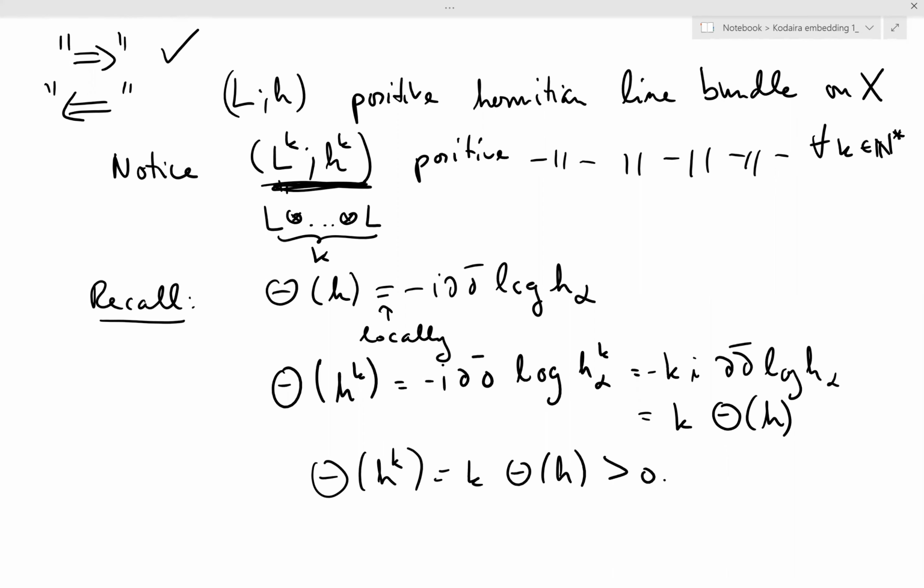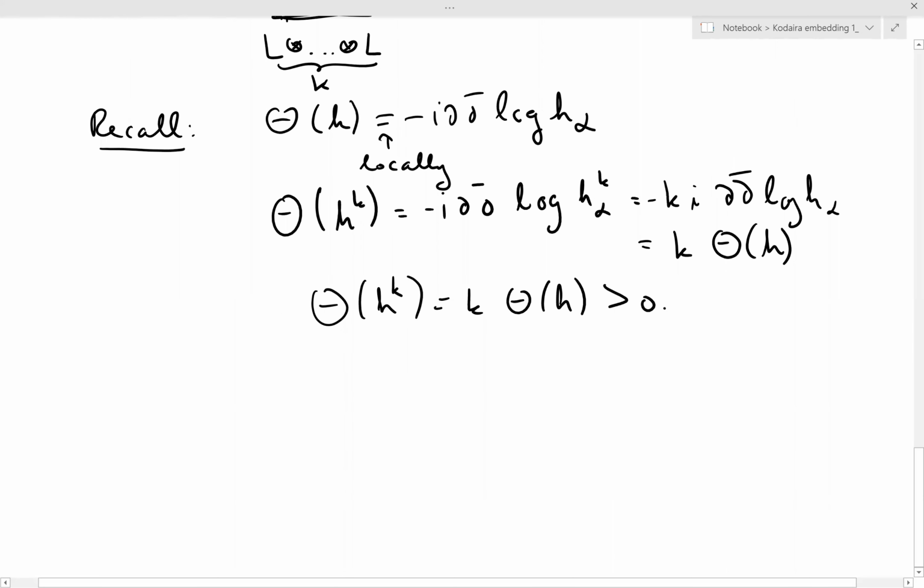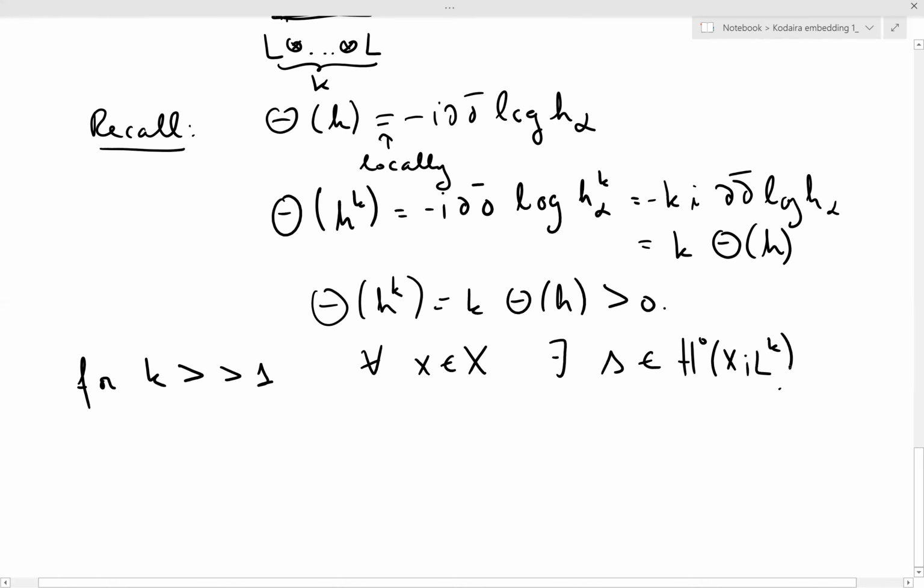Okay, so the first thing that we will show is that for k high enough, so don't care how high, but for high enough k, it's possible, so there exists, for all points of the manifold X, there exists a global section of L to the power k that is non-vanishing at x.